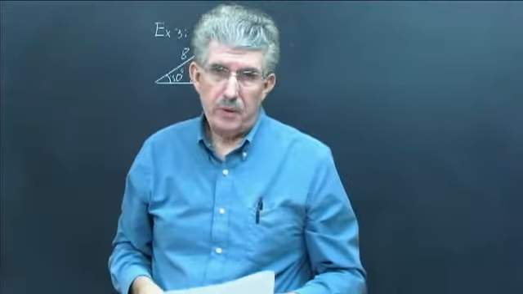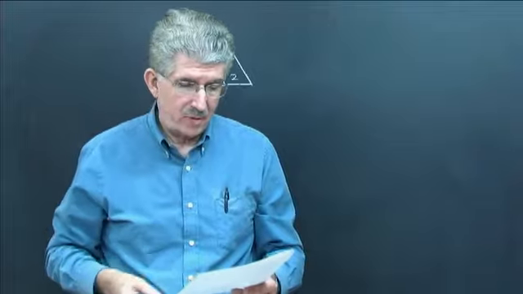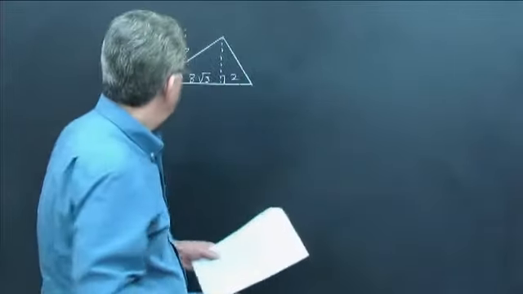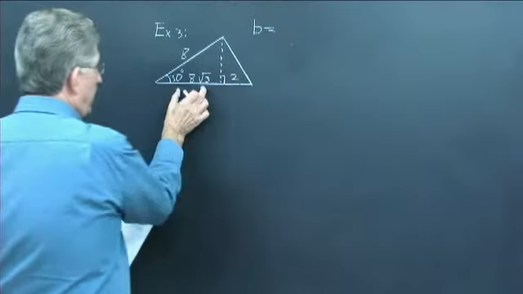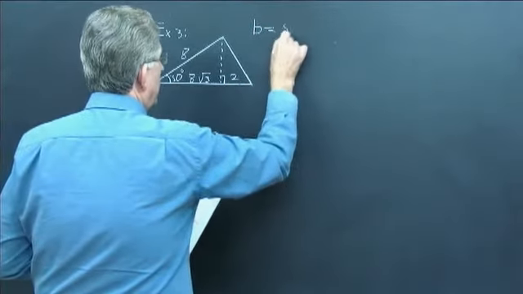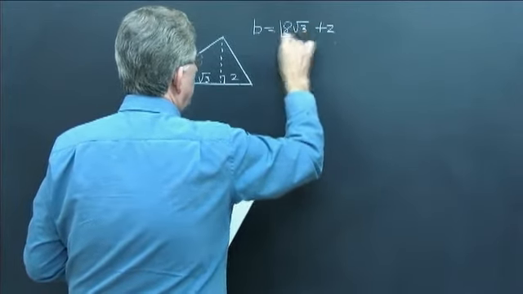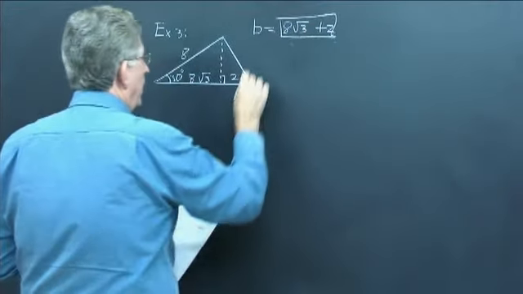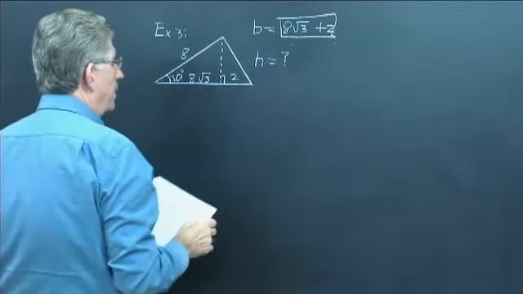Well, example 3, we're going to have to do a little work too to get our answers of area and perimeter on this one. Let's give the base first. The base is that piece plus that piece, so it's 8 times the square root of 3 plus 2, and I'm just going to leave it at that. And the height, I'm going to have to do some work to figure this out.